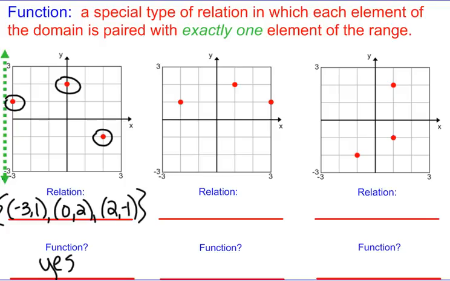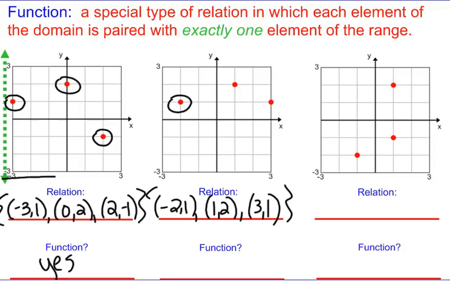So as I go to the second one, I'm going to list my relation first. So I have negative 2, 1, 1, 2, and 3, 1. If I use my vertical line test, I'm going to pull this line across and notice that I am never touching 2 red dots at the same time. That's what I'm looking for. If I'm touching 2 red dots here, it's not a function. I'm not, obviously. So that's a function.